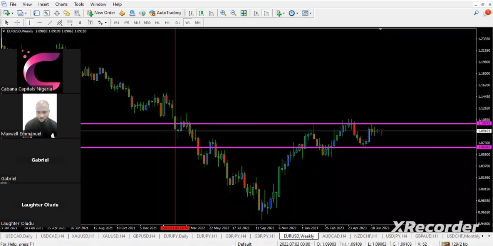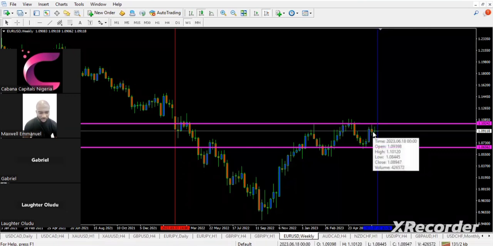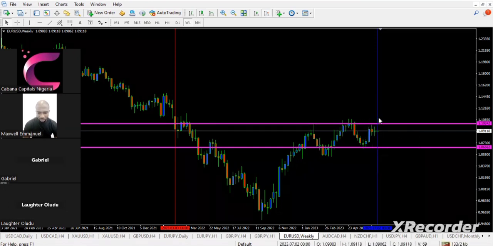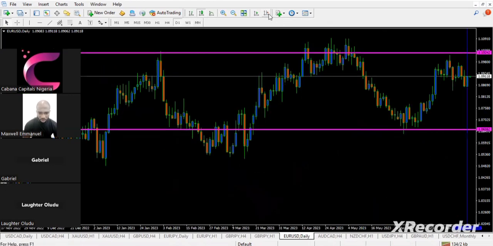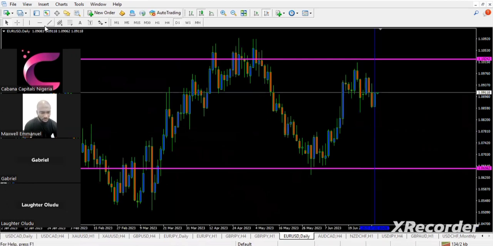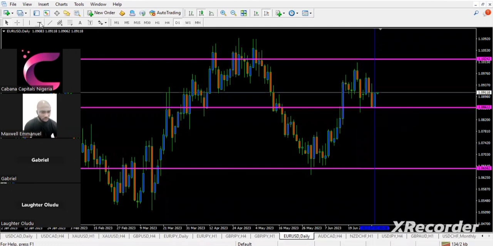So if you want to sell Euro USD, like I said, if you want to buy, wait for a candle to close above this level. You can't buy right now. There has to be a breakout from a resistance before you buy. If you want to sell, there has to be a breakout from a support. Okay, so let's identify last week's support. This was last week's support, and this was last week's resistance.